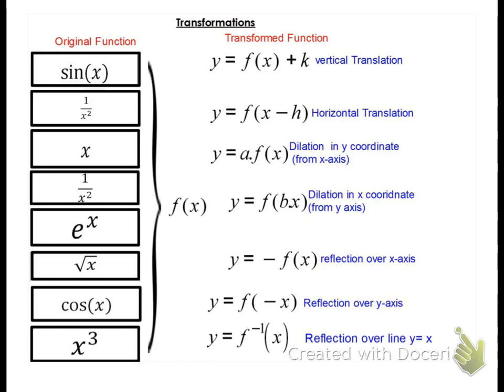So first off, we have a summary of all the different transformations we can apply to a function of x. We could use any rule here for the function of x, and we can do things like adding k to it, which is a vertical translation. We can operate on the x-coordinate to give horizontal translations and dilations on the y-coordinate and dilations on the x-coordinate. We can do reflections, and of course we can do a reflection over the line y equals x, which is essentially the inverse function.